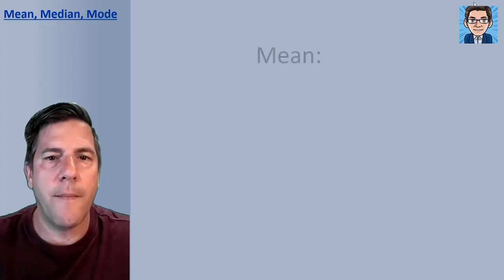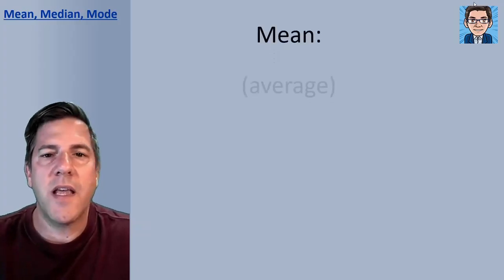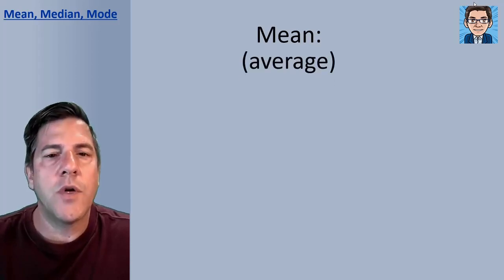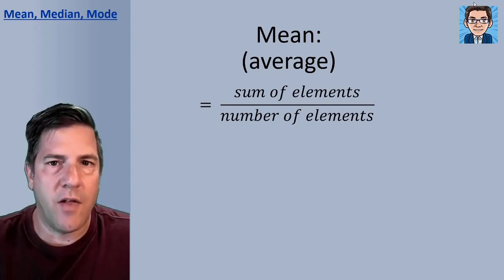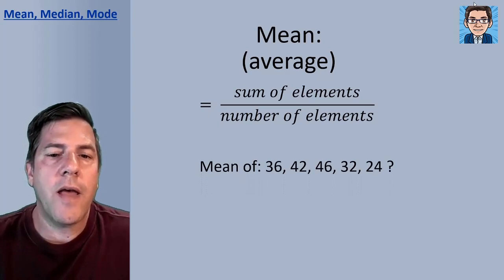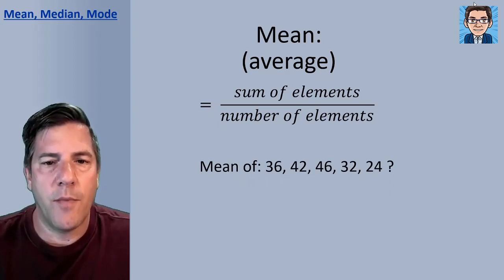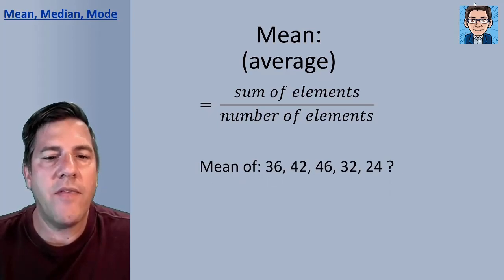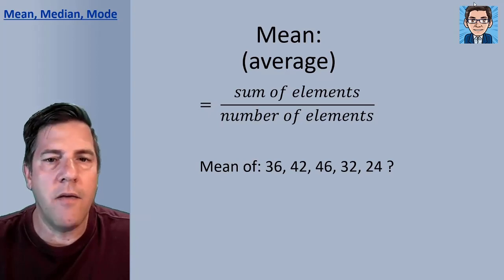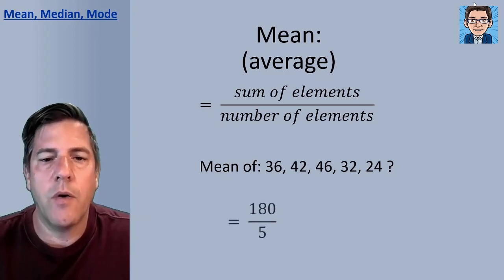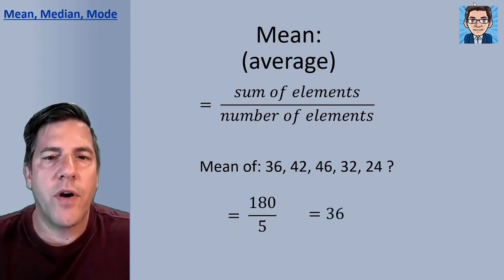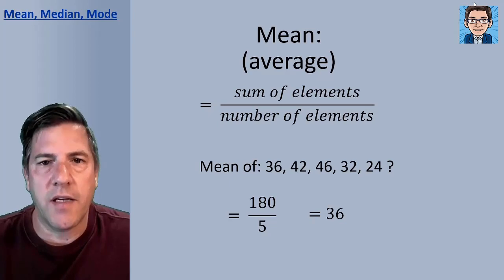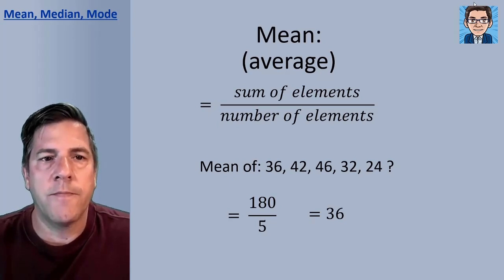Okay, let's first take a look at mean. The mean is the same as the average. We take the sum of the elements and divide it by the number of the elements, the count of the elements. So if we had the mean of this group of numbers, we would add the numbers up and get 180, and then there are 5 numbers here. So we go 180 divided by 5, and we get an average of 36, or a mean of 36 for this group of numbers.